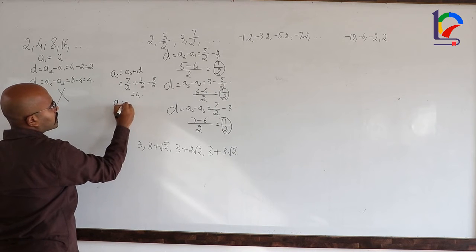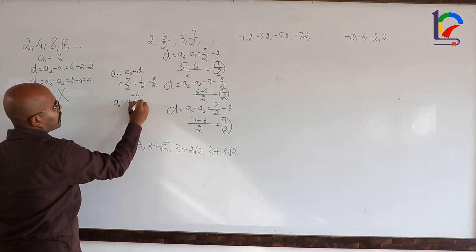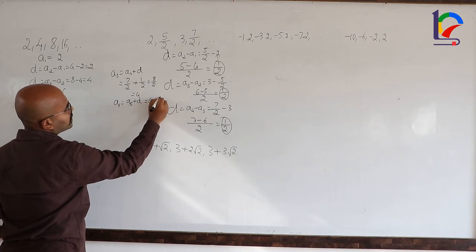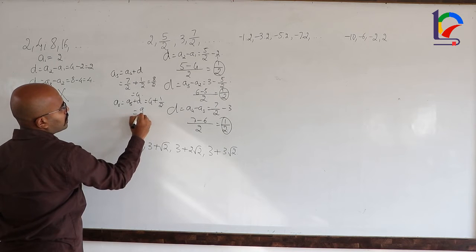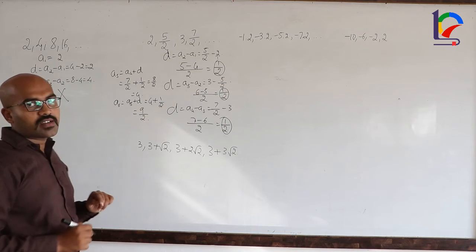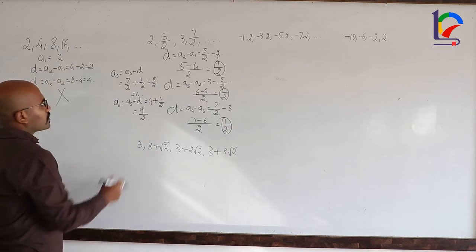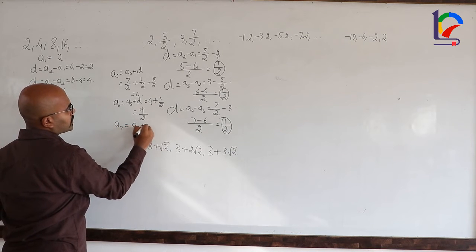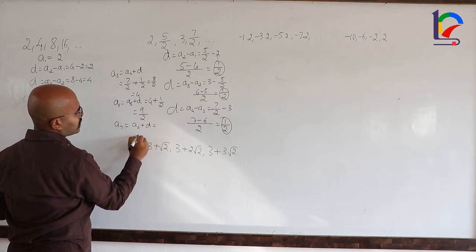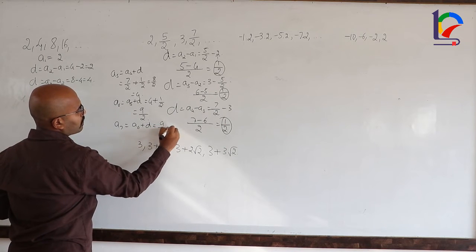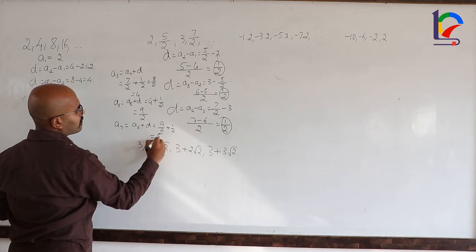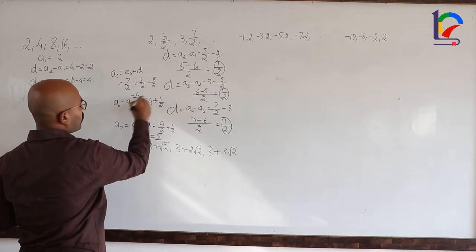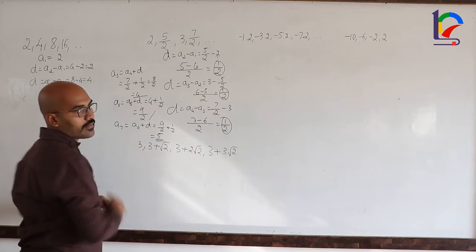Similarly, A6 is A5 plus D. What is A5? It is 4. What is D? 1 by 2. So on simplification we get 9 by 2. So similarly, what is A7? A6 plus D. What is A6? 9 by 2 plus 1 by 2, which is nothing but 5. So the next three terms are 4, 9 by 2 and 5.